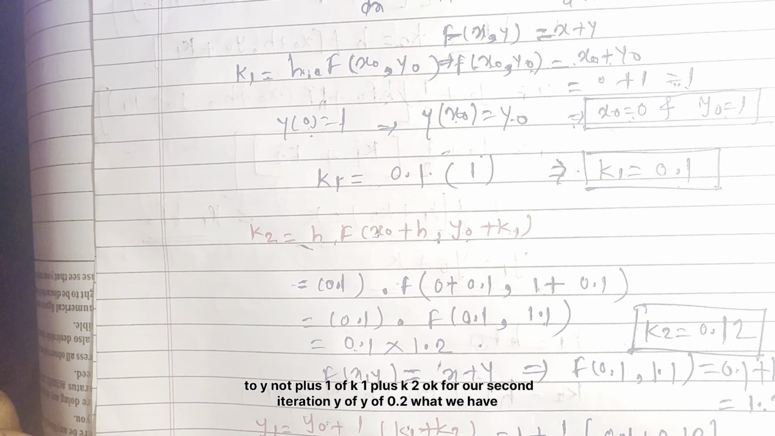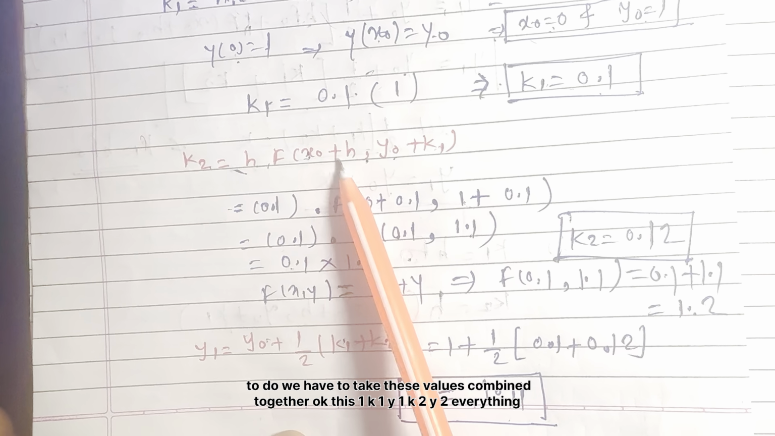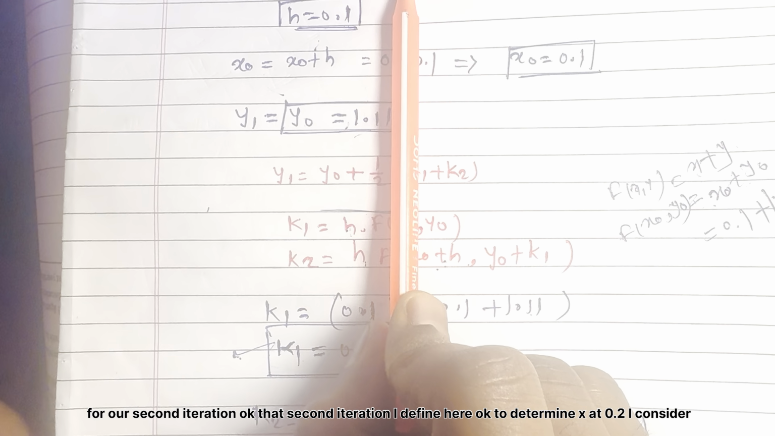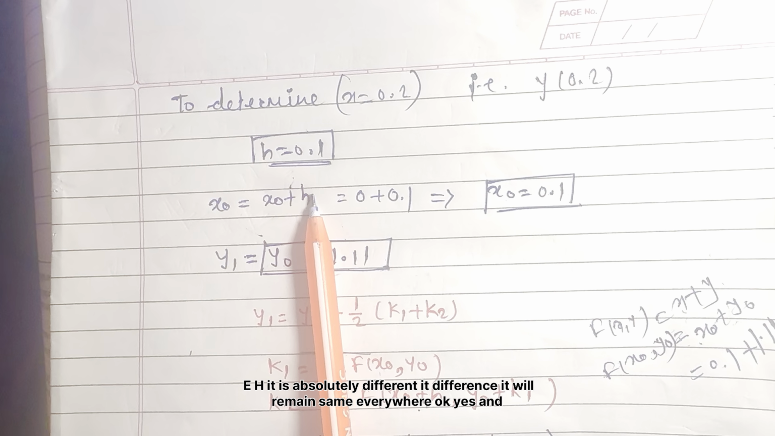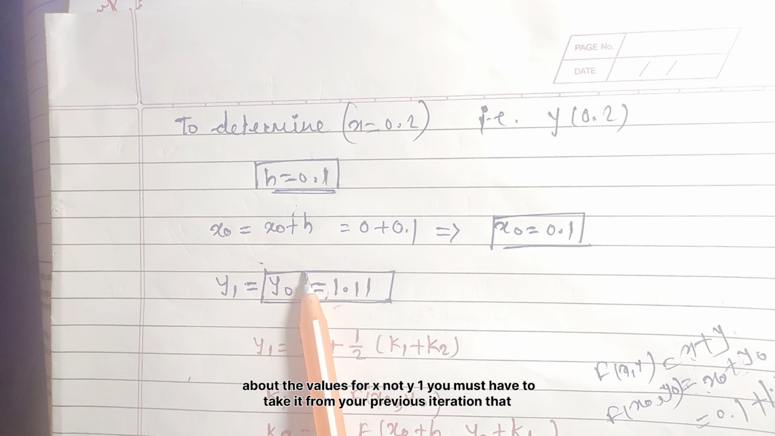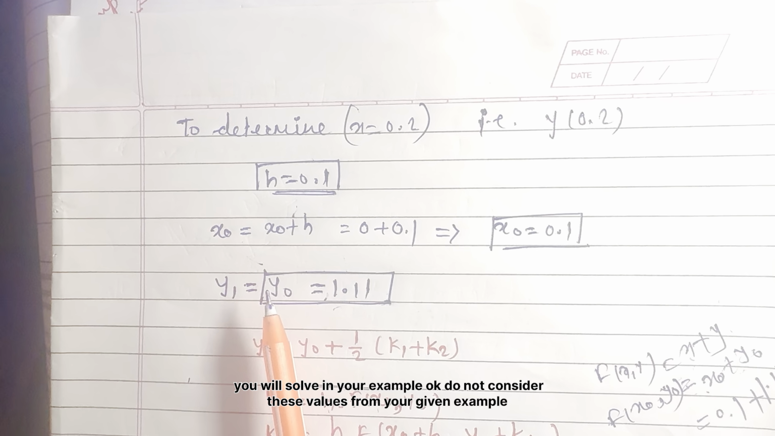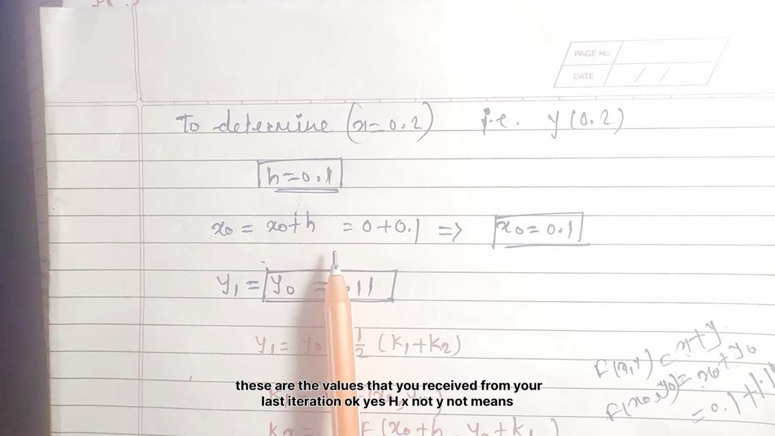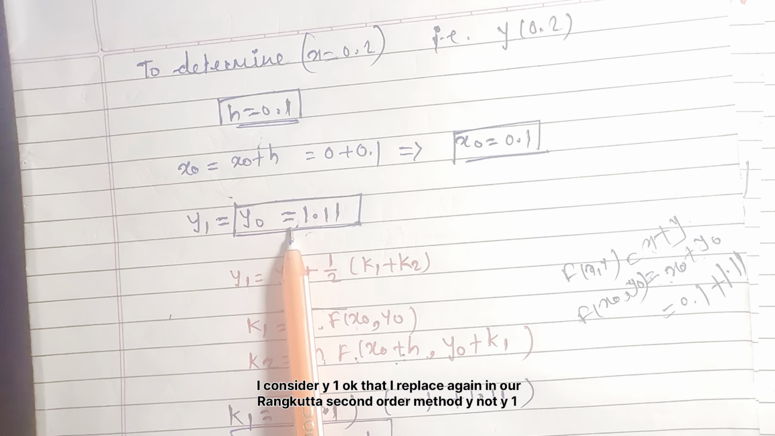For our second iteration, y of 0.2, we have to take these values combined together: k1, y1, k2, y2, everything for our second iteration. To determine x as 0.2, I consider h, the absolute difference, which remains the same everywhere. The values for x0 and y0 you must take from your previous iteration, not from your given example. These are the values you received from your last iteration. So for y0 I consider y1.